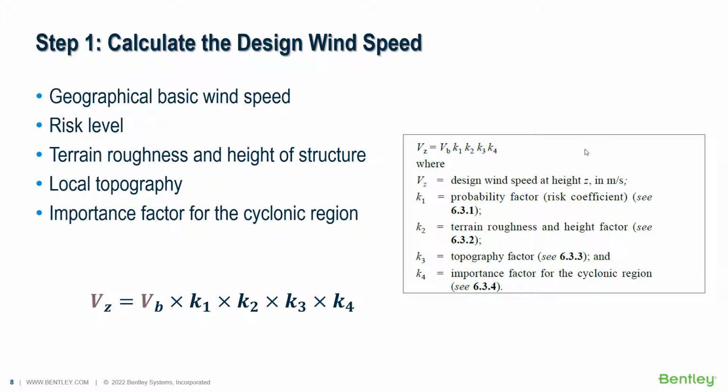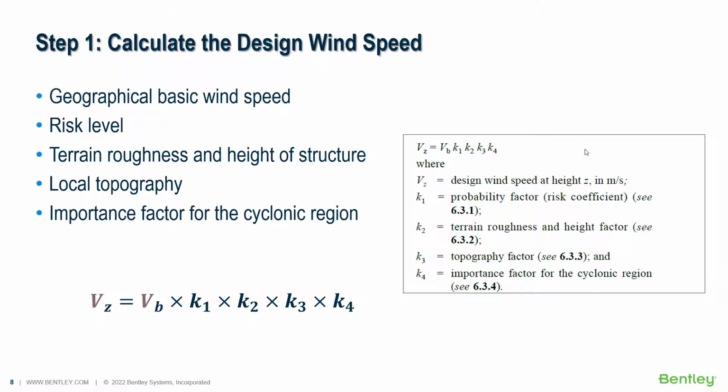So now let's see how to calculate the wind pressure at various heights as per the IS 875 Part 3 code. First step here is to calculate the design wind speed. Design wind speed depends on various factors like geographical basic wind speed, risk level, terrain roughness and height of structure, local topography, and importance factor for the cyclonic region.